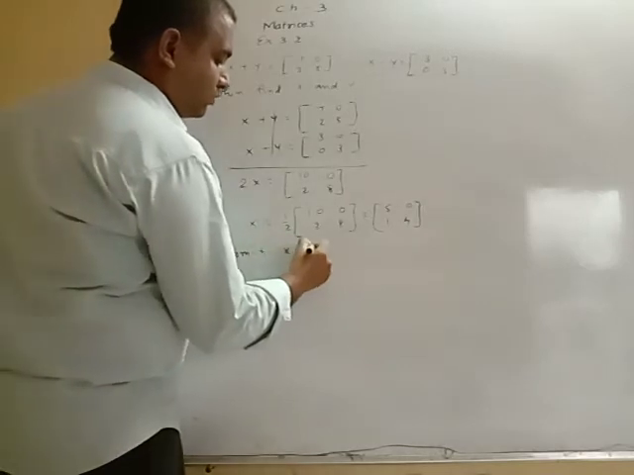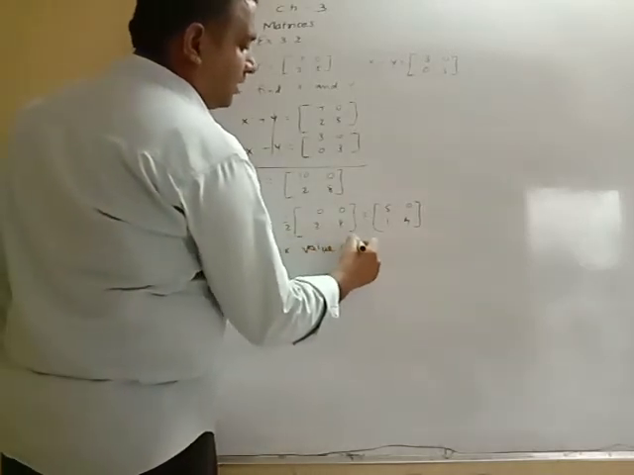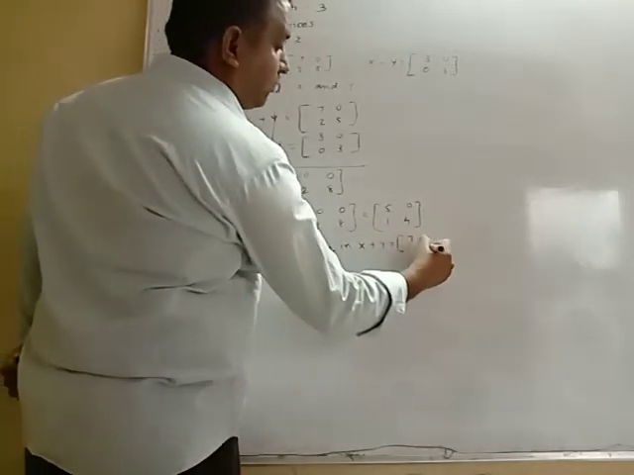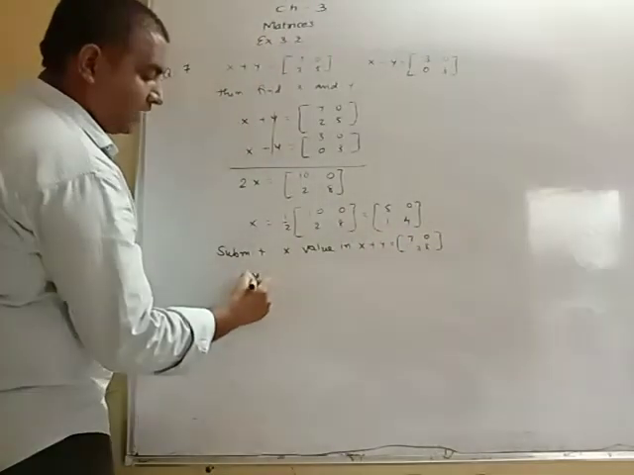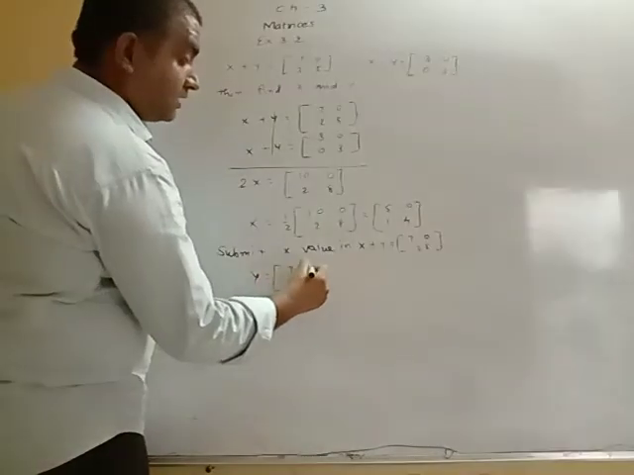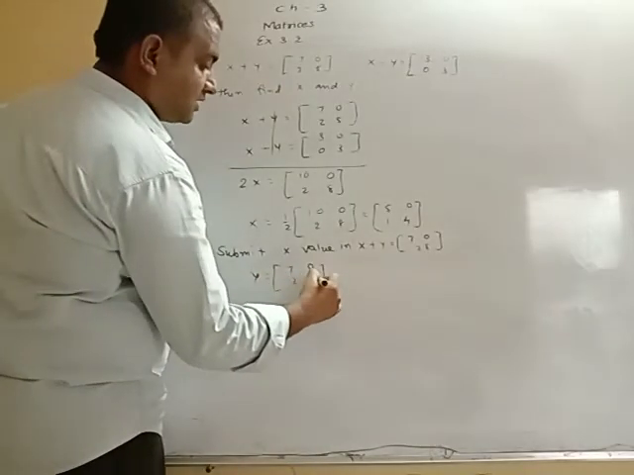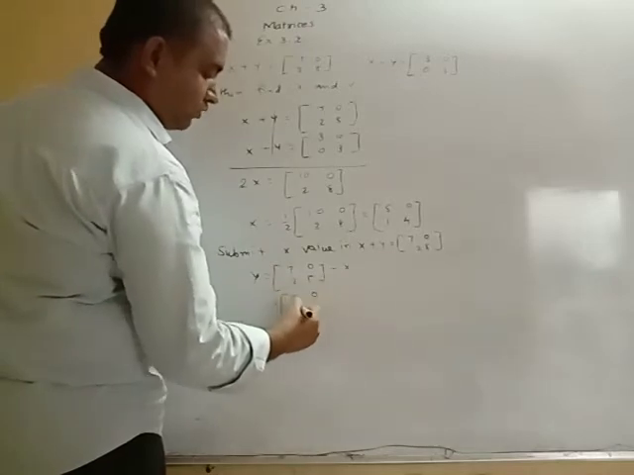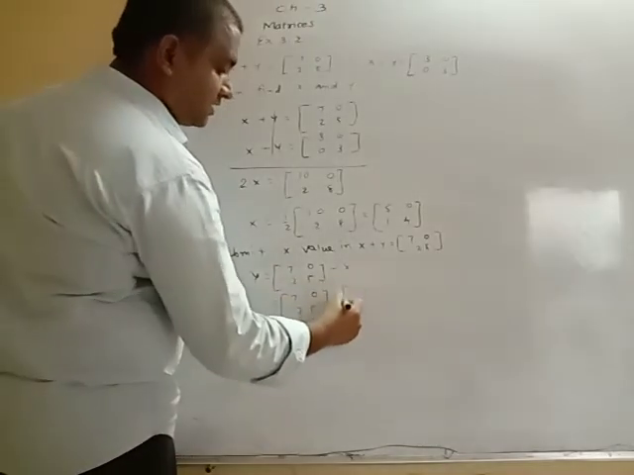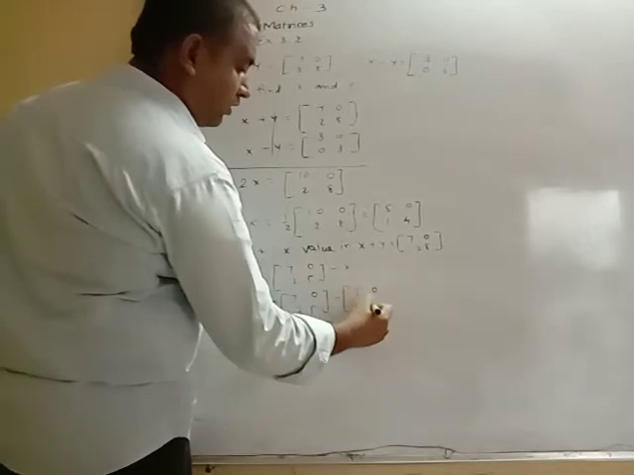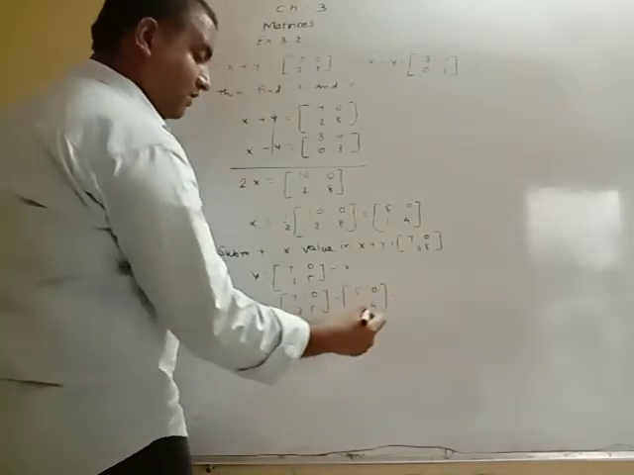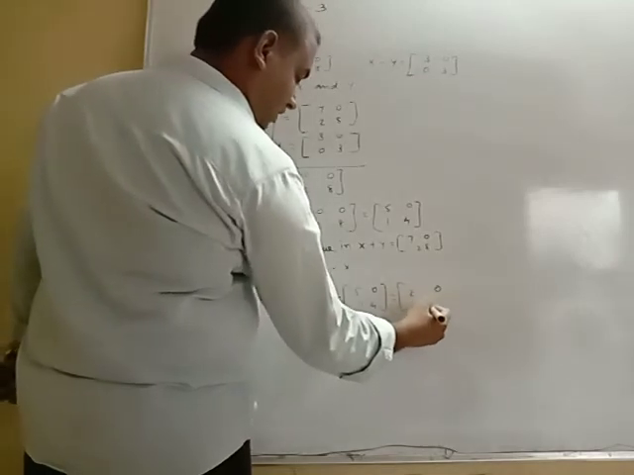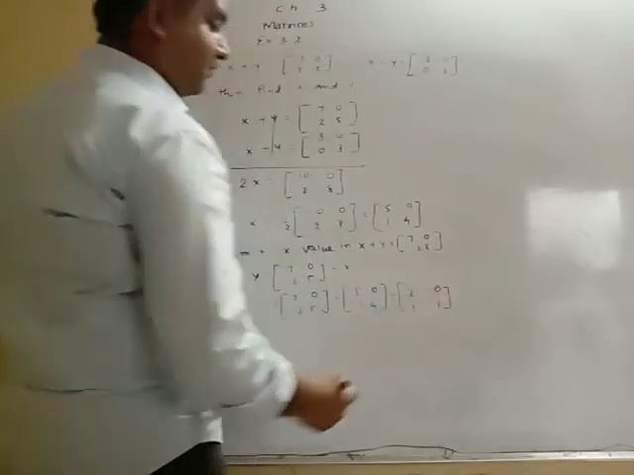substitute the x value in x plus y equals 7025. We will get y equals 7025 minus x, that is 7025 minus 5014. So we subtract them: 7 minus 5 is 2, 0 minus 0 is 0, 2 minus 1 is 1, and 5 minus 4 is 1.